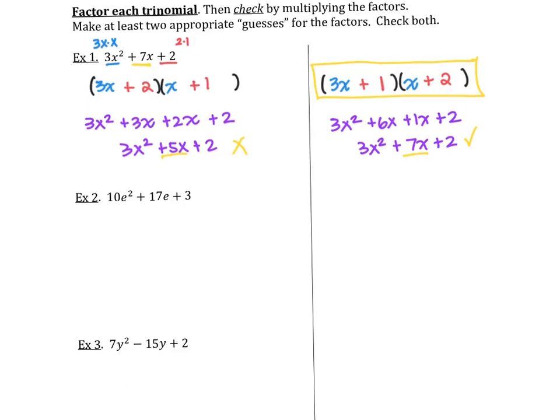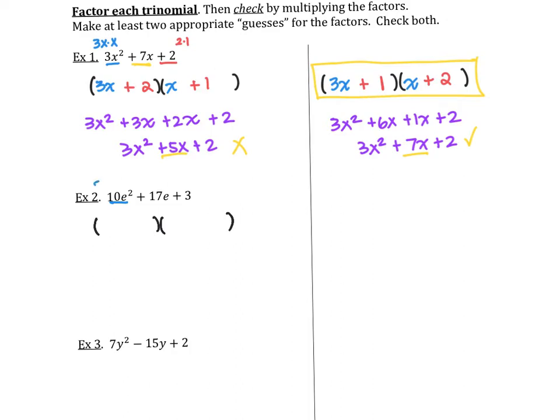Okay, I'm going to do the same thing on the next one, so we get in the habit of what is a good guess, and I'm going to check it by using the box method this time. But to start it off, let me make a good guess. If I check the first term, let me think about what I multiply to get 10e to the second.